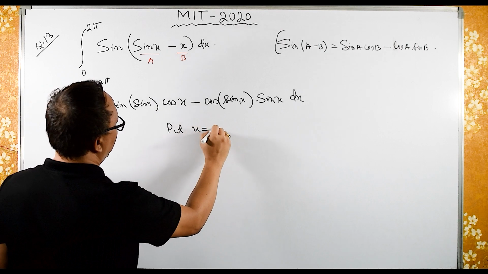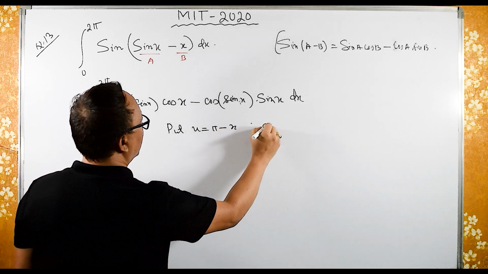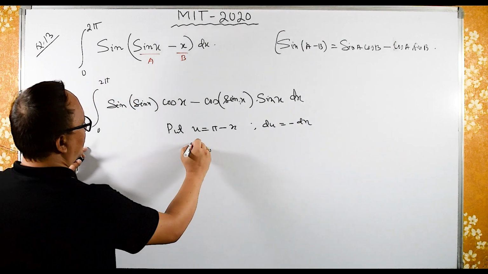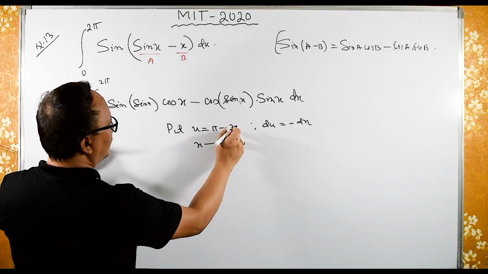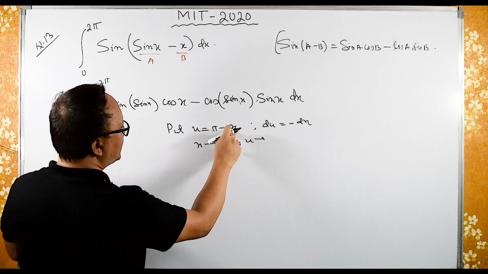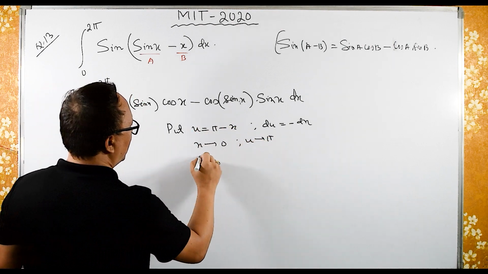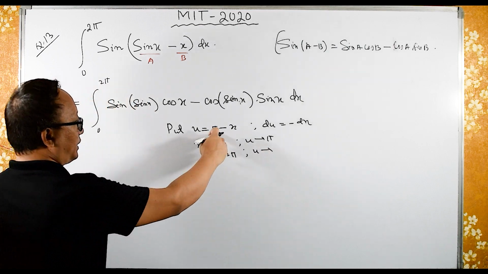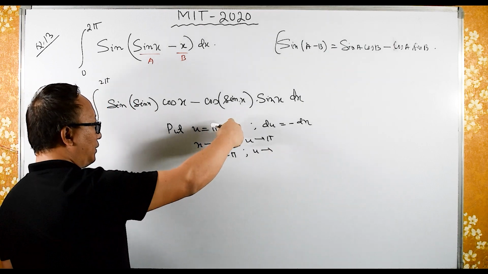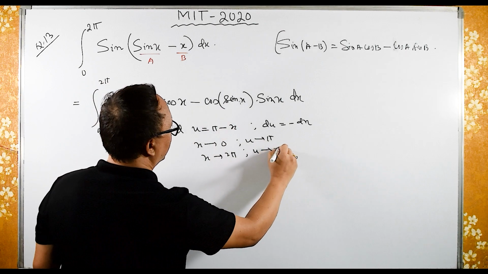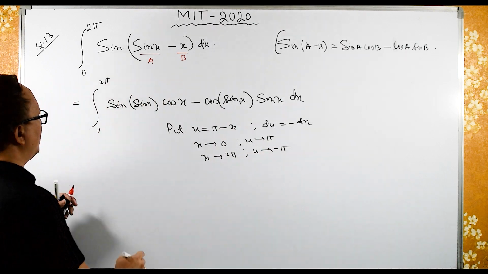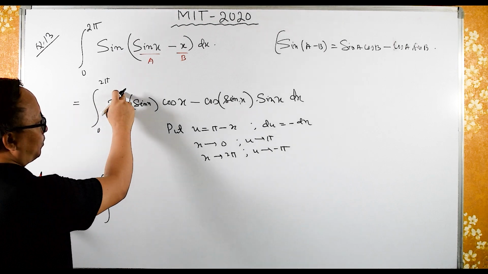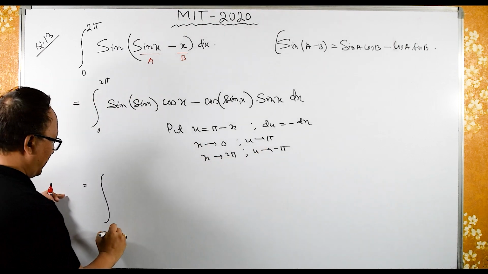Now let's substitute u equals pi minus x, then du equals minus dx. What about the limits? When x tends to 0, u tends to pi. When x tends to 2 pi, u tends to minus pi. So this integral from 0 to 2 pi becomes pi to minus pi.